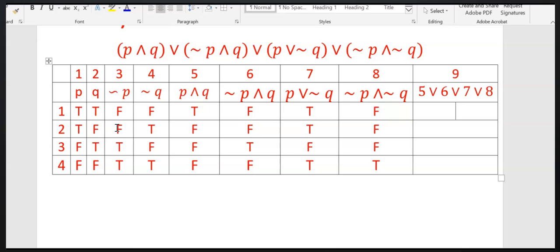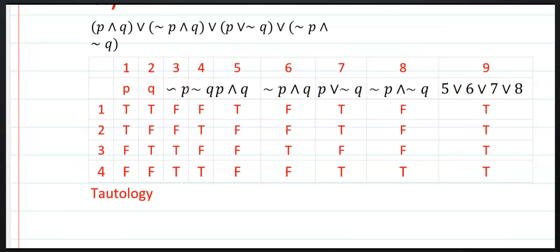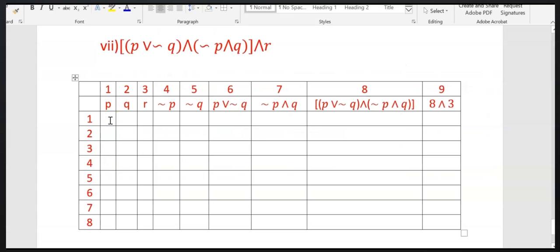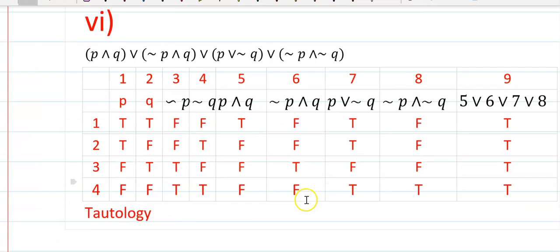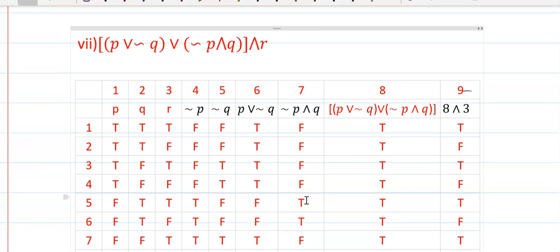And OR between all these, that is, all are true. OR between the 5th, 6th, 7th, and 8th. If one of them is true, then it is true, and hence it is a tautology. This was the 6th one. Now we'll see the 7th. First of all, see the 7th here.